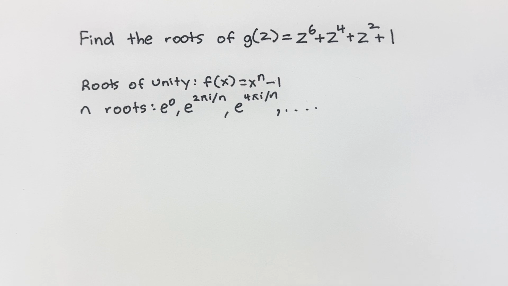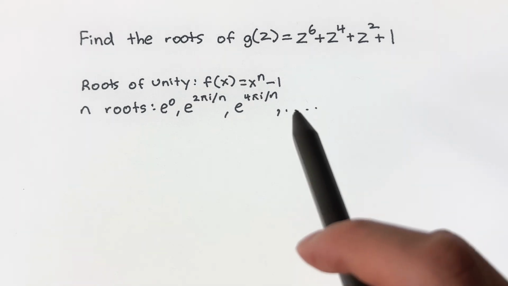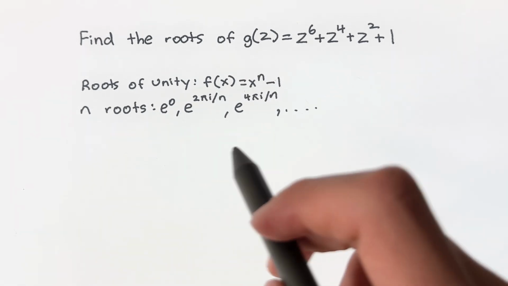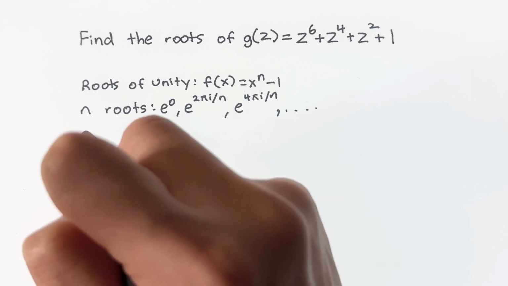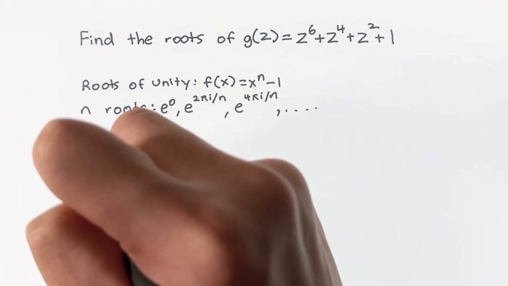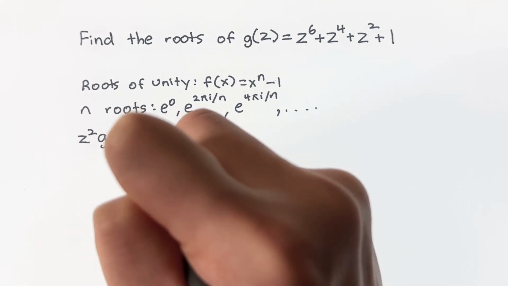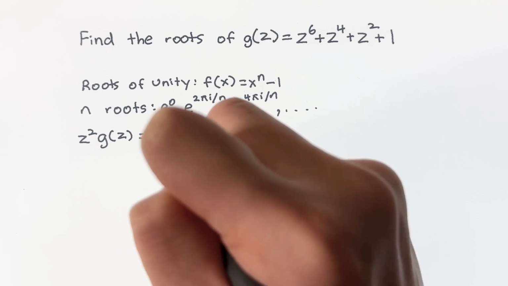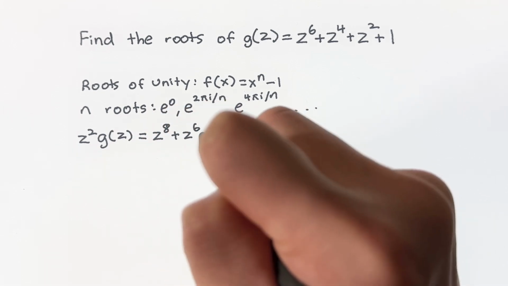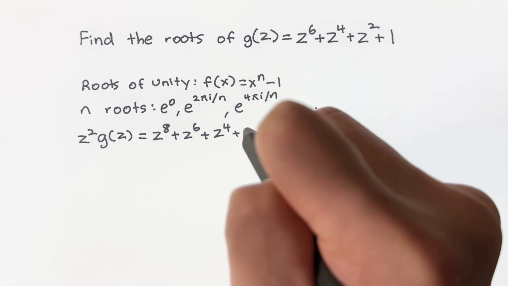To do this, we will need to first manipulate the equation. The polynomial is a geometric series, and the common ratio is z squared. So to get it into the form of x to the power of n minus 1, we could first multiply both sides of the function by z squared, then do some subtraction to get into the form that we want. So z squared times g of z equals z to the power of 8 plus z to the power of 6 plus z to the power of 4 plus z squared.